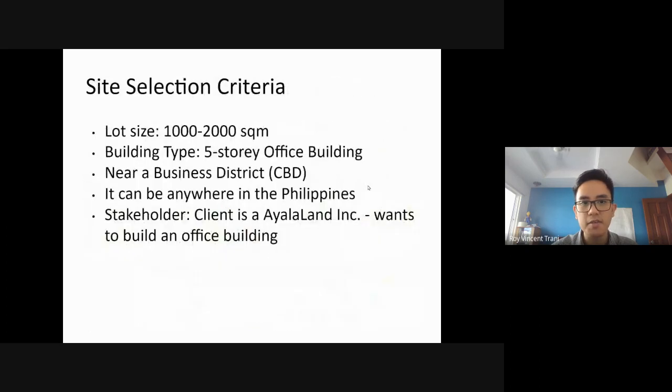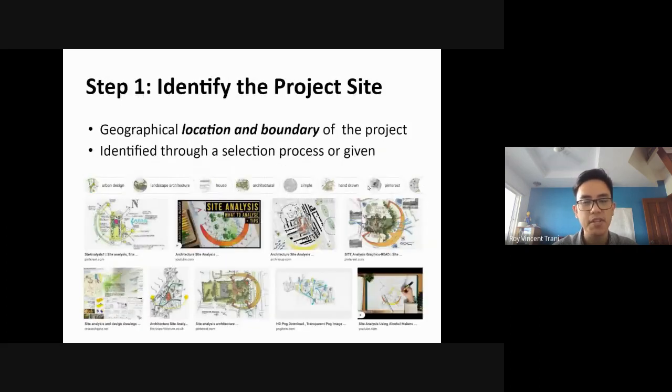So I'll just skip this. This is an assignment from a different class. But basically, in urban planning and urban design, the first step is really to identify your project site. Most of the time, if you work with a firm or in an office, the site will be given to you. But in governments, I think it's more likely that you need to find a site for that particular project.